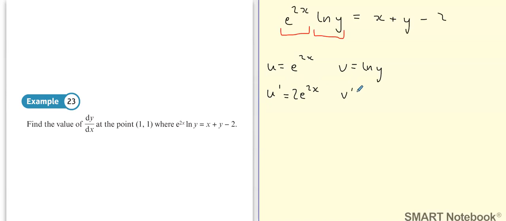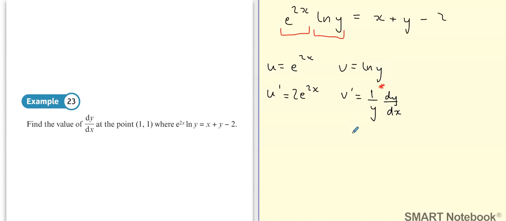Right. When we do v dash, when we differentiate ln y normally, what would we get? We would get 1 over y. But because we've differentiated a y term, we're going to write 1 over y dy by dx. That's the important bit. Okay, make a note of that. Every time we differentiate a y term, we are going to multiply a dy by dx next to it.